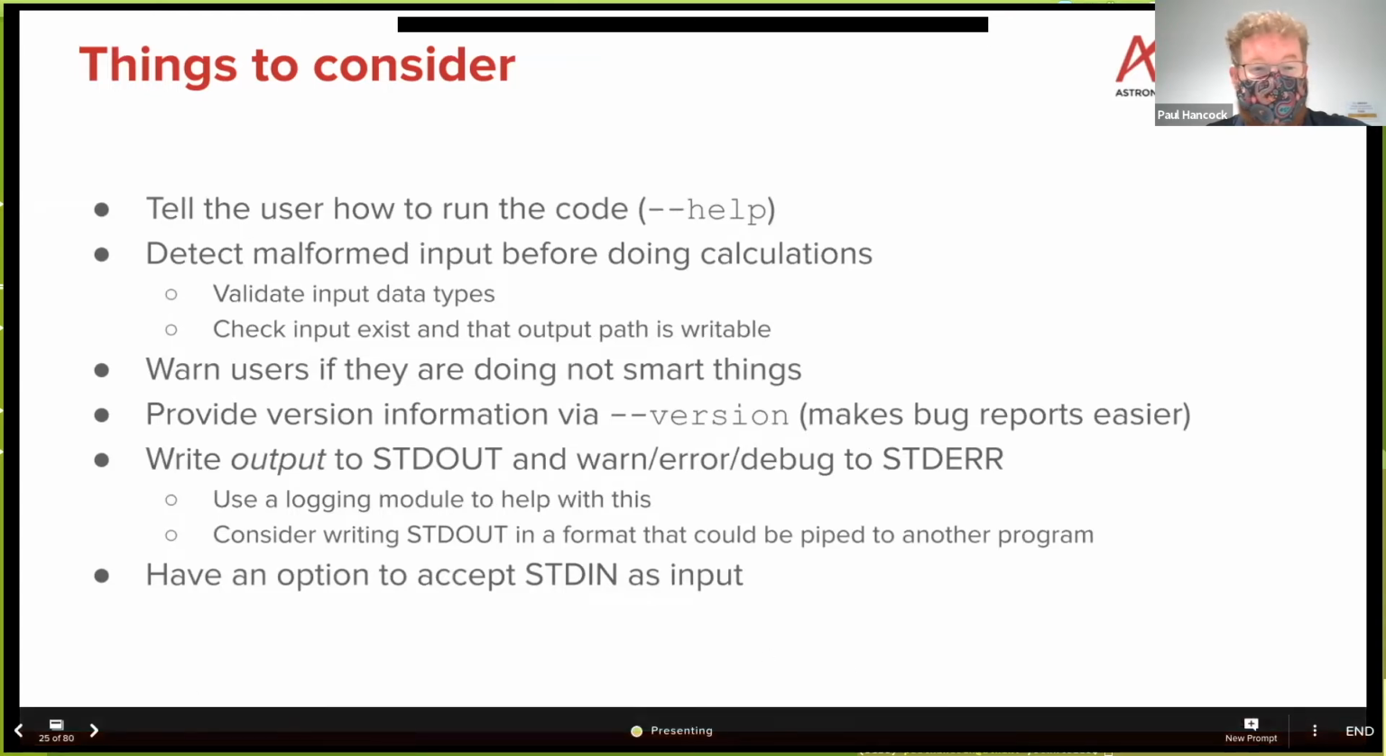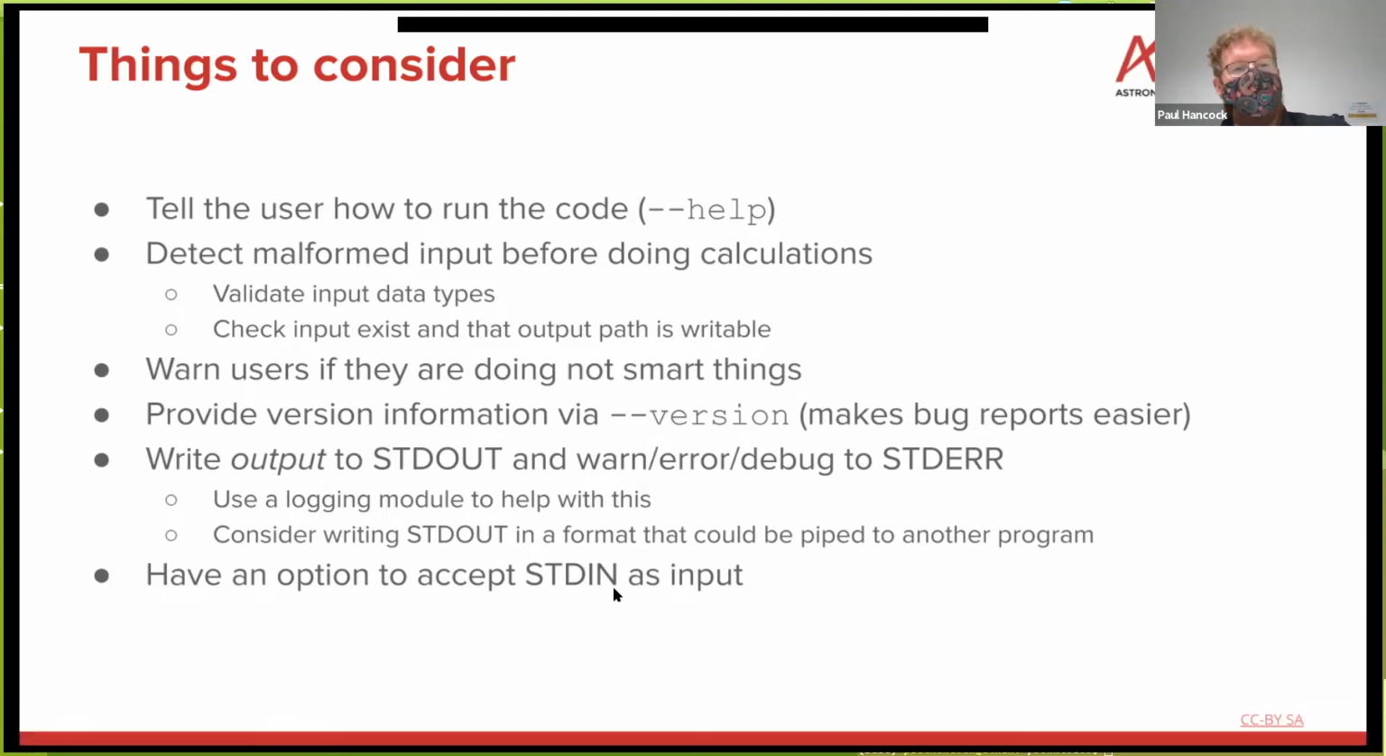Did everybody hear that? I'll put it in the chat as well. Okay. So yeah, Nick had another really good example there. Writing your output to standard out means that you can pipe your output to other programs. Having an option to accept standard in as an input instead of a file allows you to use other programs to pipe things into your program.